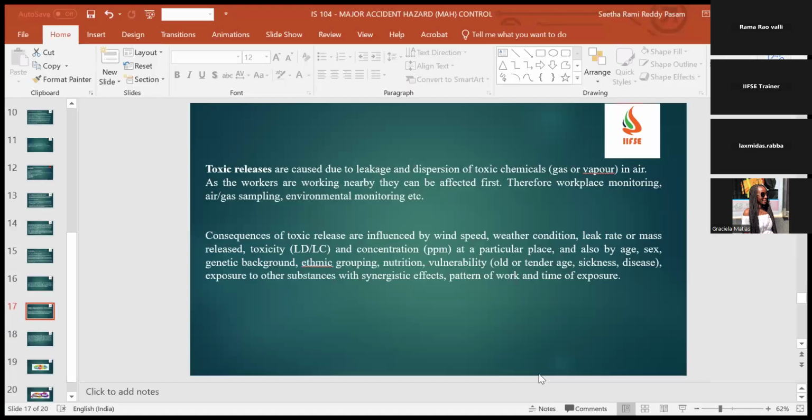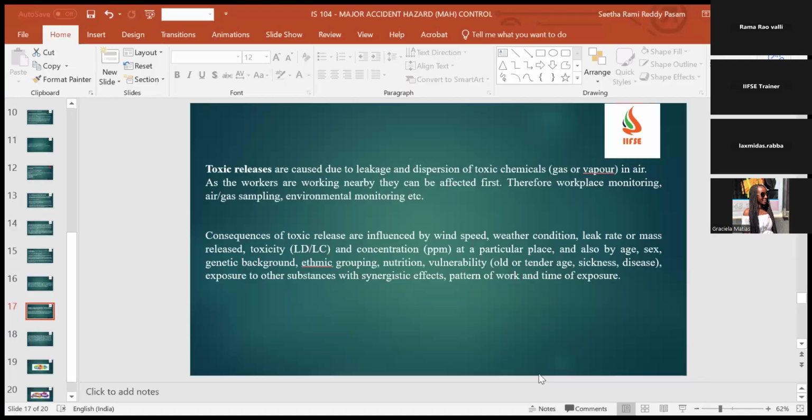When we say PEL and TLV, threshold limit values, these are calculated for 8 hours of exposure. For example, a chemical at 5 ppm or 2 ppm for the entire 8 hours of duration. So over a total of 8 hours, you can be exposed up to 2 ppm or 3 ppm or 5 ppm.